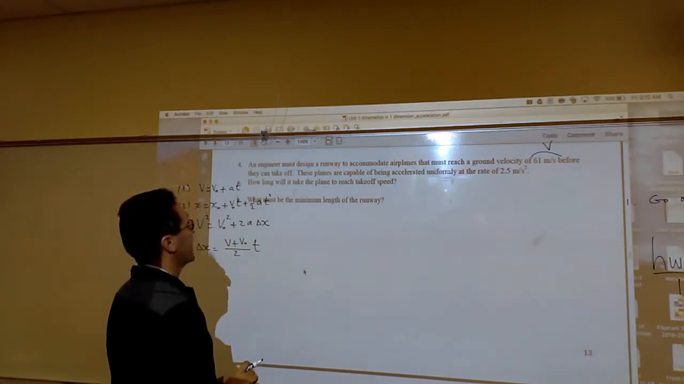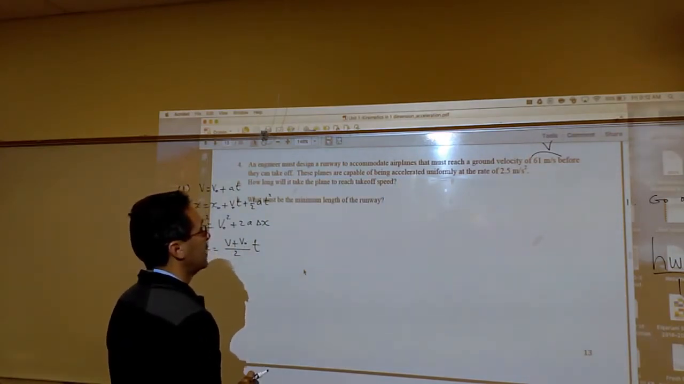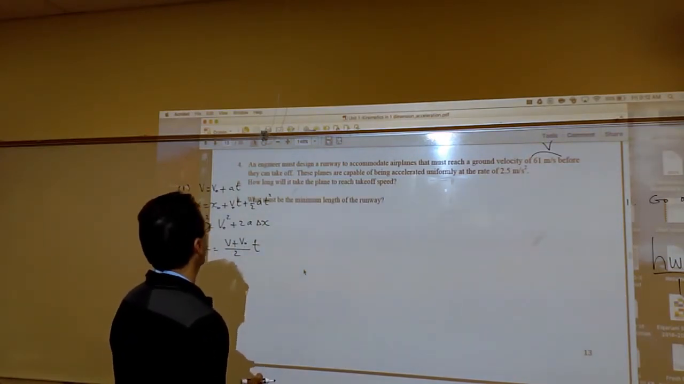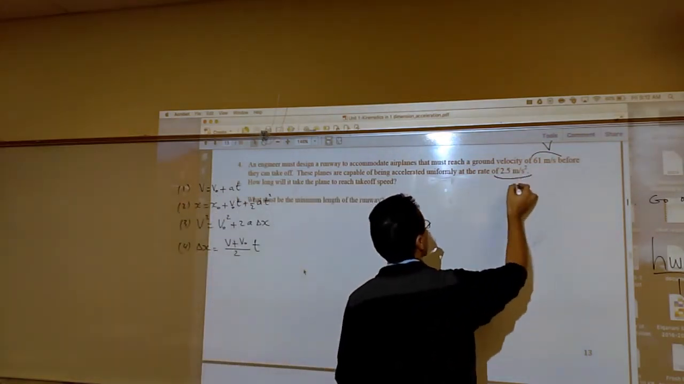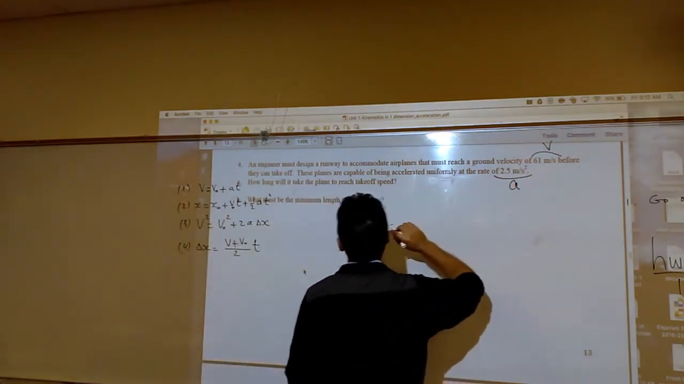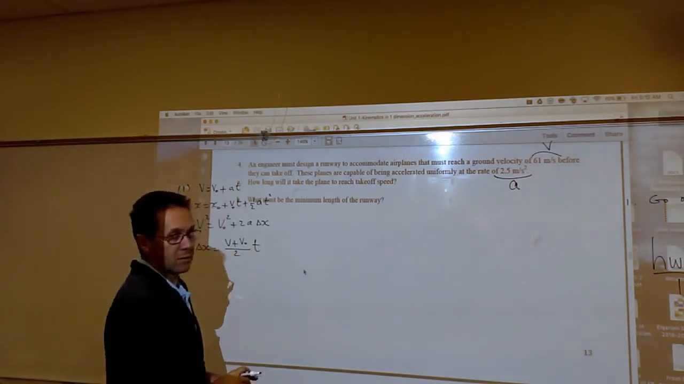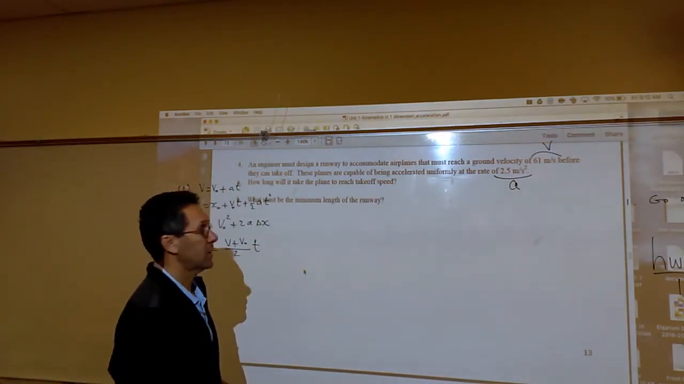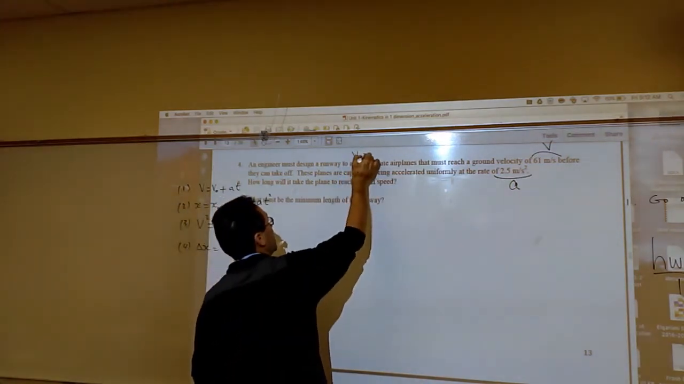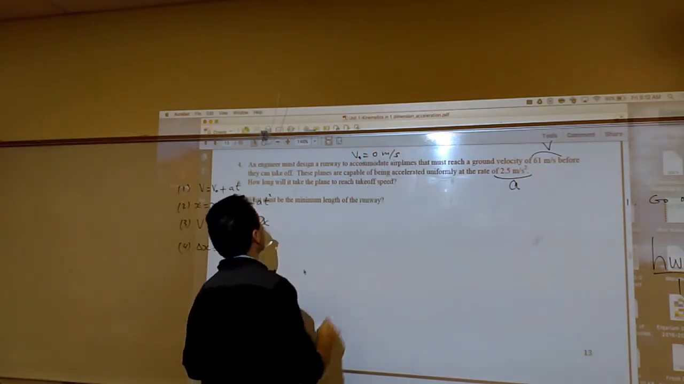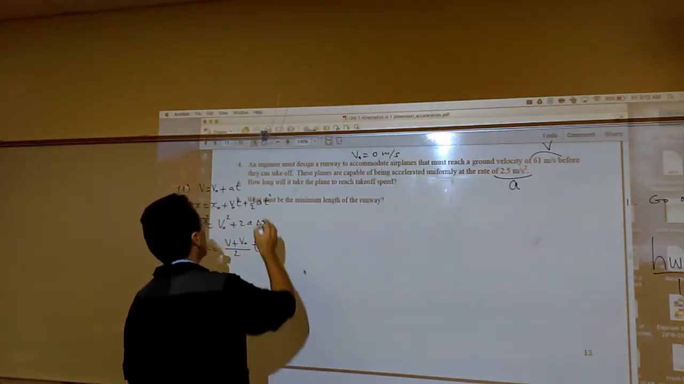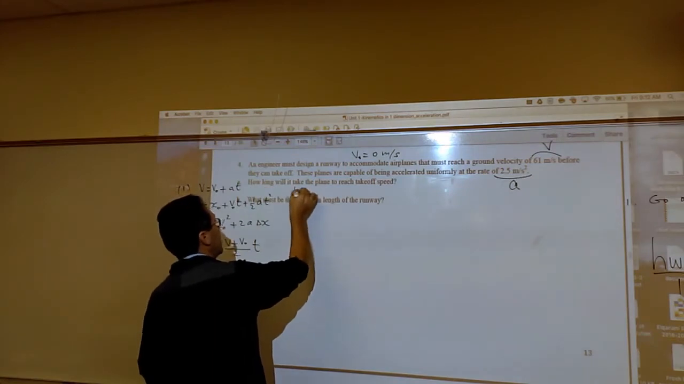These planes are capable of being accelerated uniformly at a rate of 2.5 meters per second squared. So that's the acceleration. And here it doesn't say it, but the plane is starting from rest, basically. So we're going to say V0 is 0. How long will it take? How long means time, so we're looking for the time.